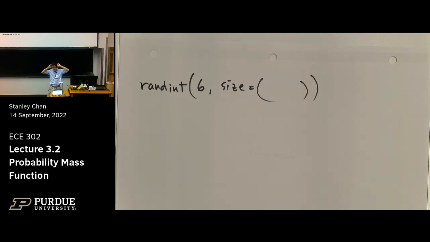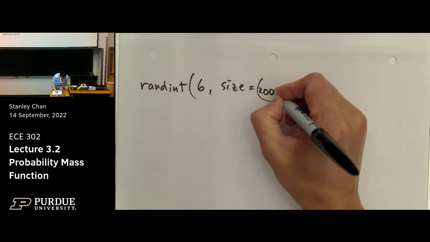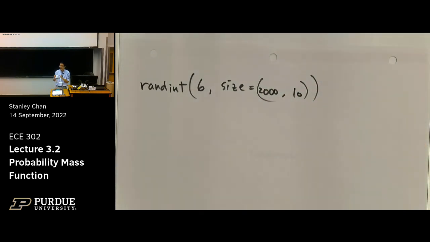Let's say we want to throw a die, give me a number. How many times? 10 times? Okay, 10 times. And then we're going to sum, okay? 10 times we're going to sum. And then how many experiments do you want to run? So that's called one experiment. How many experiments do you want to run? More. How about 2,000? Okay, 2,000 times, and each time I throw 10 dice.